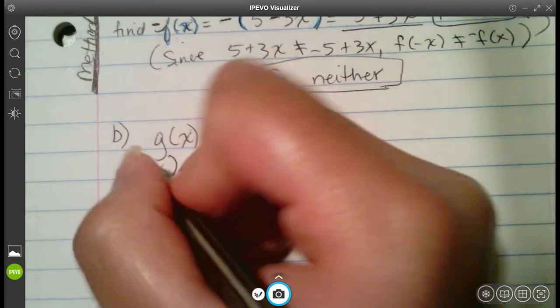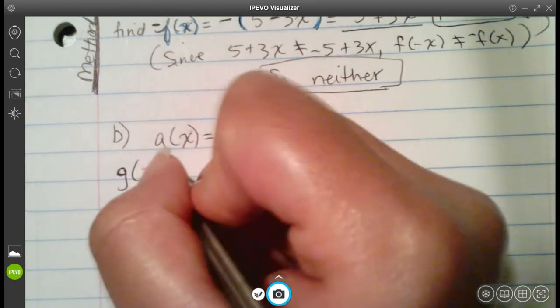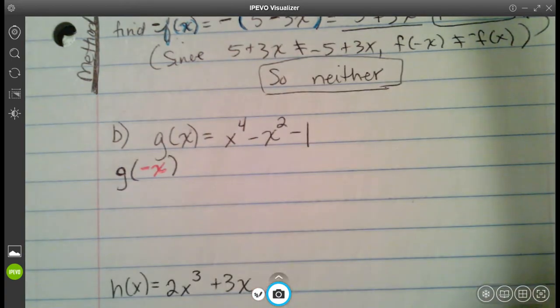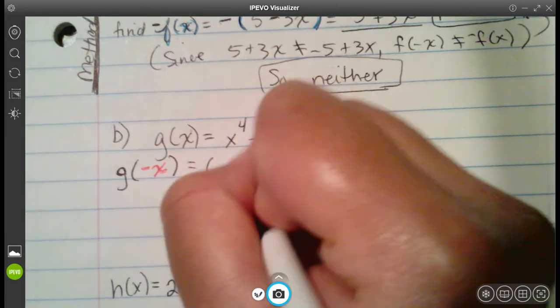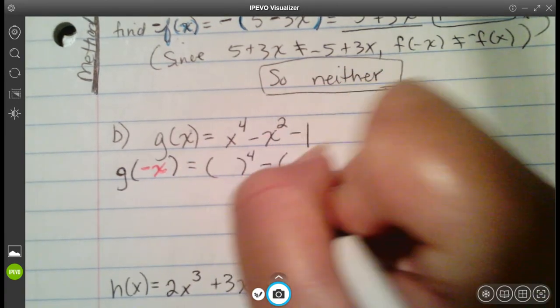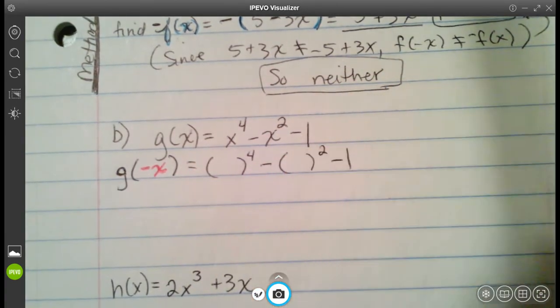You always want to check the even one first. It's a little bit less complicated. It saves you the work if it is even. So this would be parentheses to the 4th power minus parentheses squared minus 1.